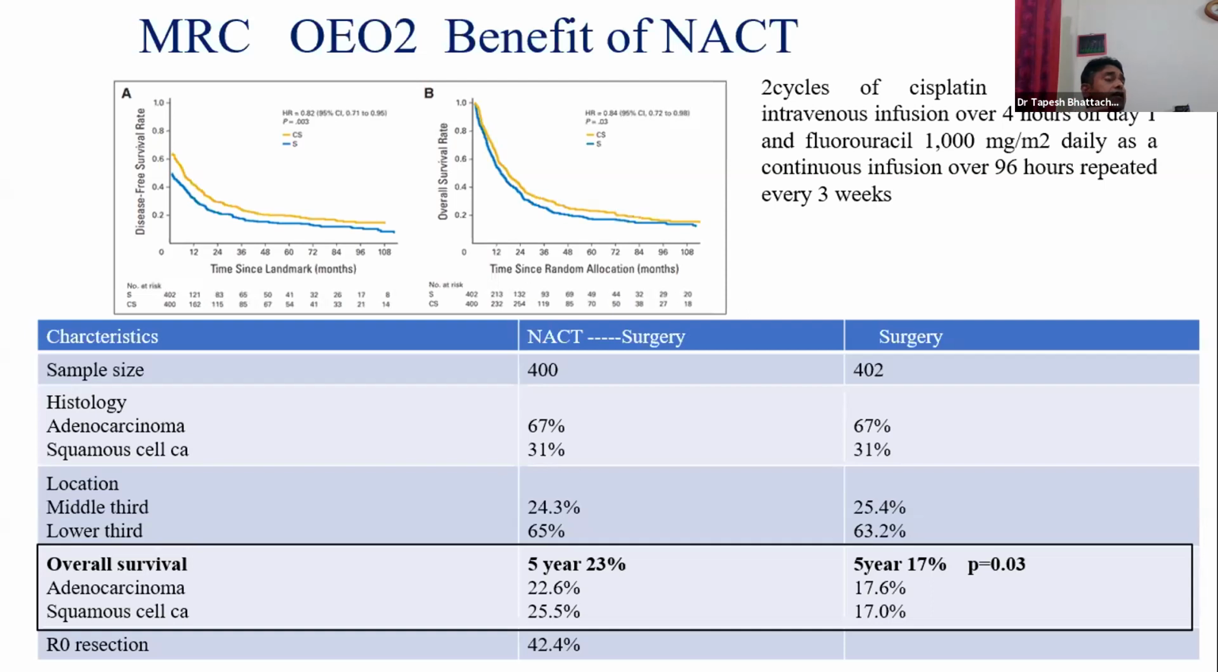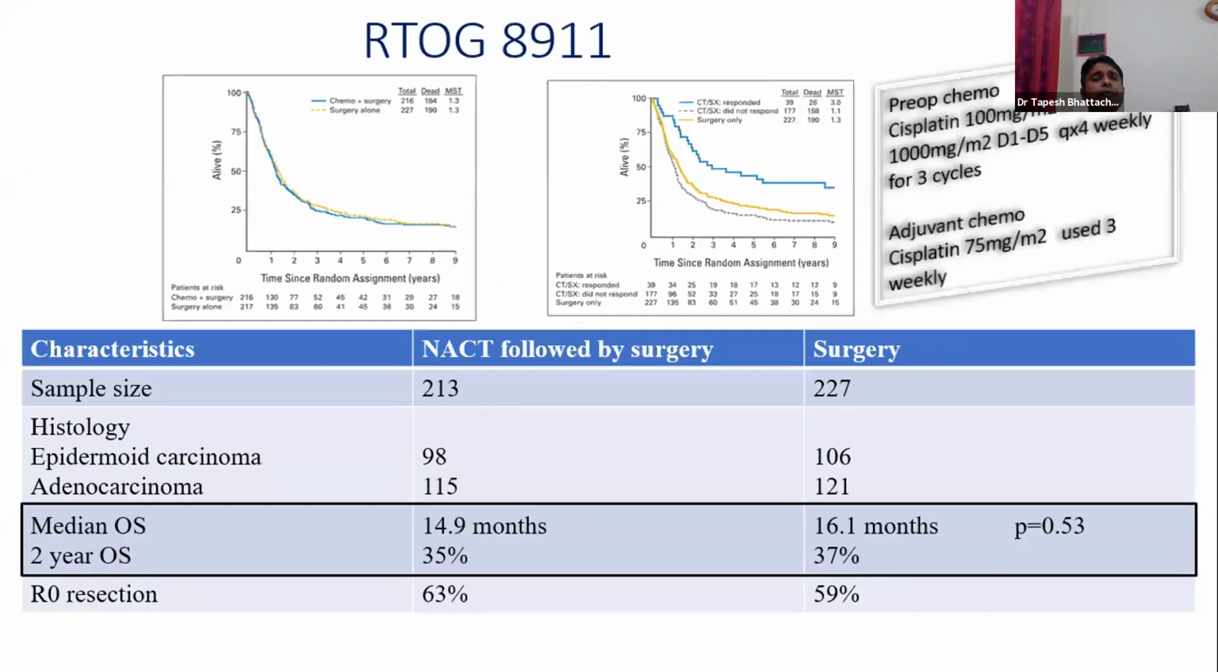So this trial showed that neoadjuvant chemotherapy has benefit with surgery. So what happened to this trial? This was the RTOG 8911 trial. This was also another landmark trial. What has it shown?